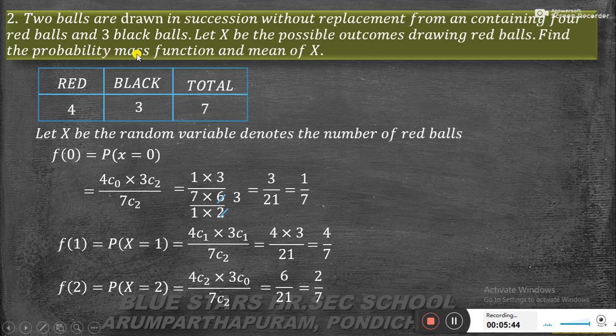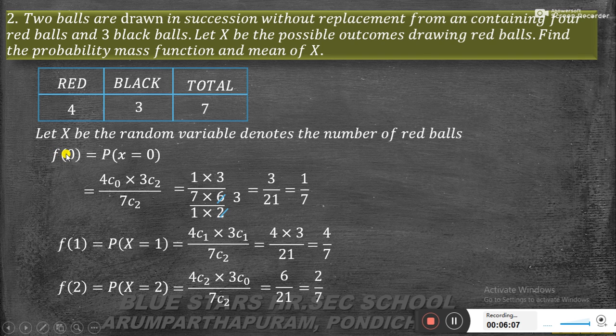Find the probability mass function. They ask about the probability mass function and the mean of x. So you see here red and black. The number of red balls is 4, the number of black balls is 3, so the total is 4 plus 3, 7. So let x be the random variable denoting the number of red balls.